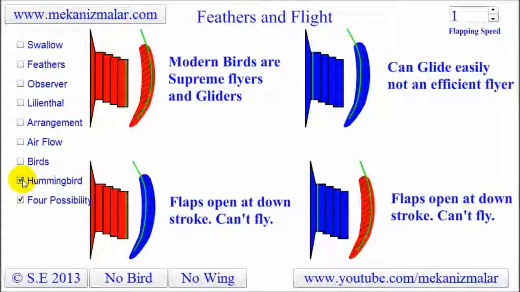This figure shows 4 possible combinations of feather arrangements. The first, a positive feather arrangement with positive feather. The second, negative feather arrangement with negative feather. Third, a positive feather arrangement with a negative feather. And finally, negative feather arrangement with positive feather. Only the redbird has the capability of taking off of the ground and flying efficiently. The bluebird has the ability to glide, but would fly inefficiently. The other combinations are not suitable for flight and or gliding because the wing flaps would open during the downstroke.